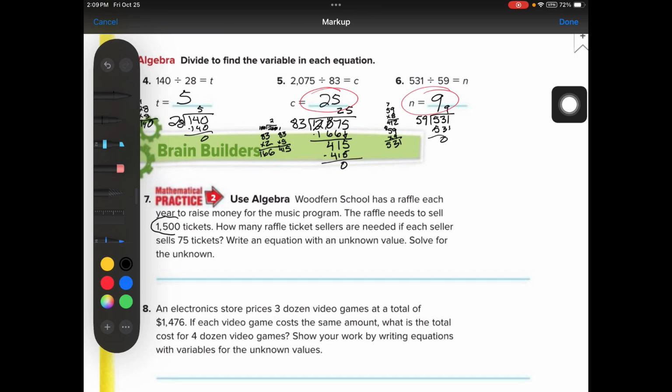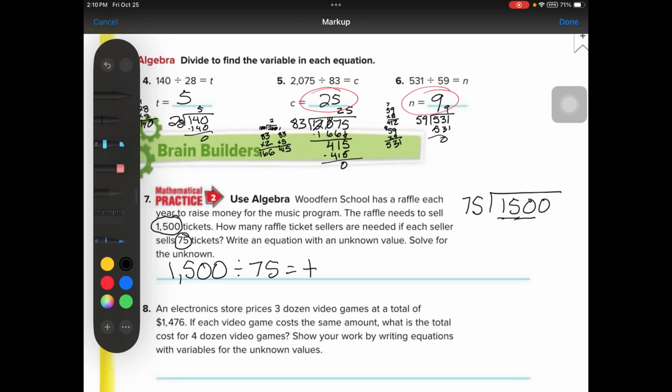We know that this is an important number and this is an important number. So we can say 1,500 divided by 75 equals, we'll just do T for ticket seller, shall we? So let's figure that out. 75 will go into 1,500. Let's figure out how many times. 75 will not go into 1, will not go into 15, but it will go into 150. Let's do a guess and check.